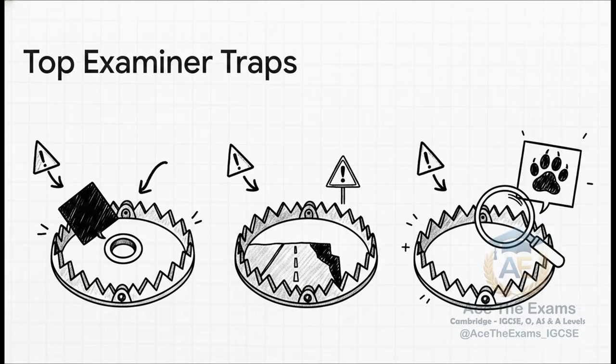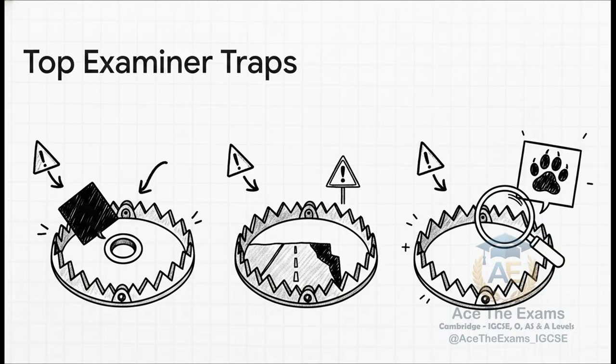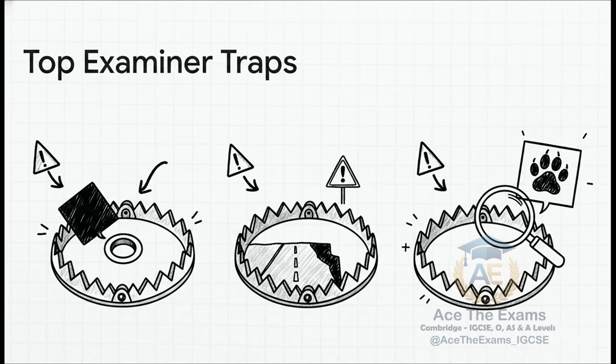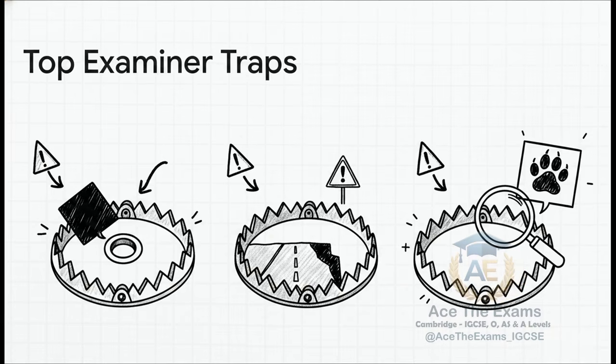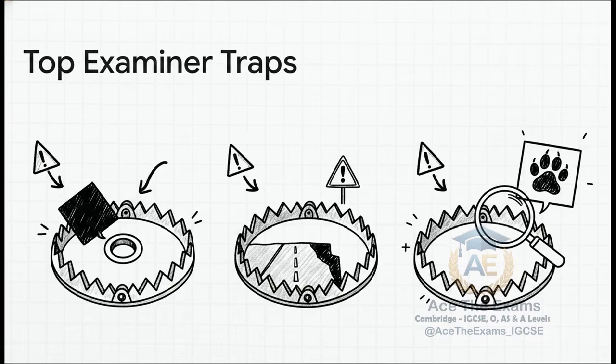Trap number 2, forgetting boundary conditions. This is a classic. When you're reading from a record structure, what actually happens when the file is completely empty? What happens when your EOF, your end-of-file marker, triggers unexpectedly halfway through a loop? If your logic doesn't explicitly account for these edge cases, your program crashes and your answer is fundamentally flawed.